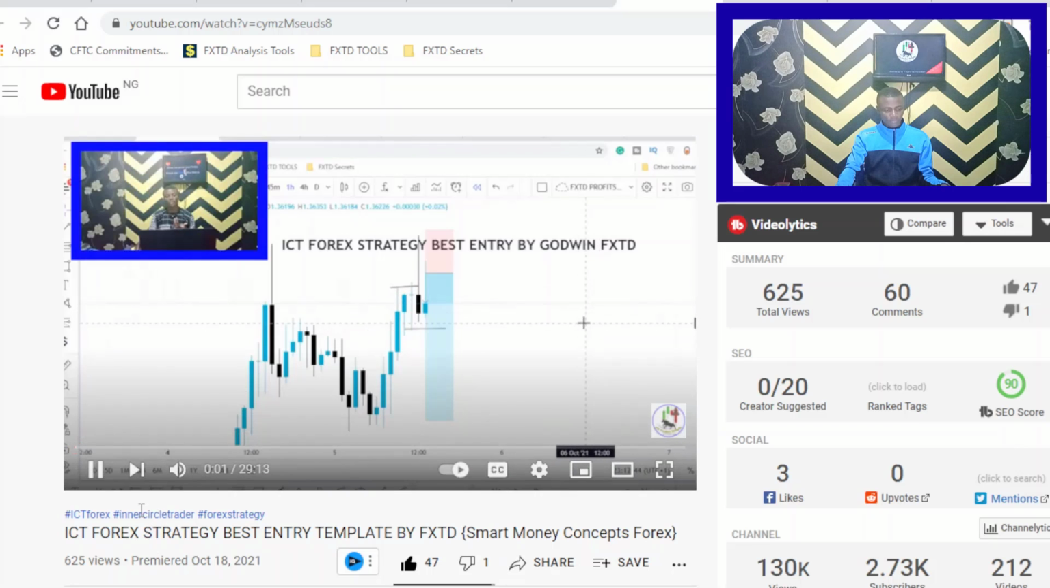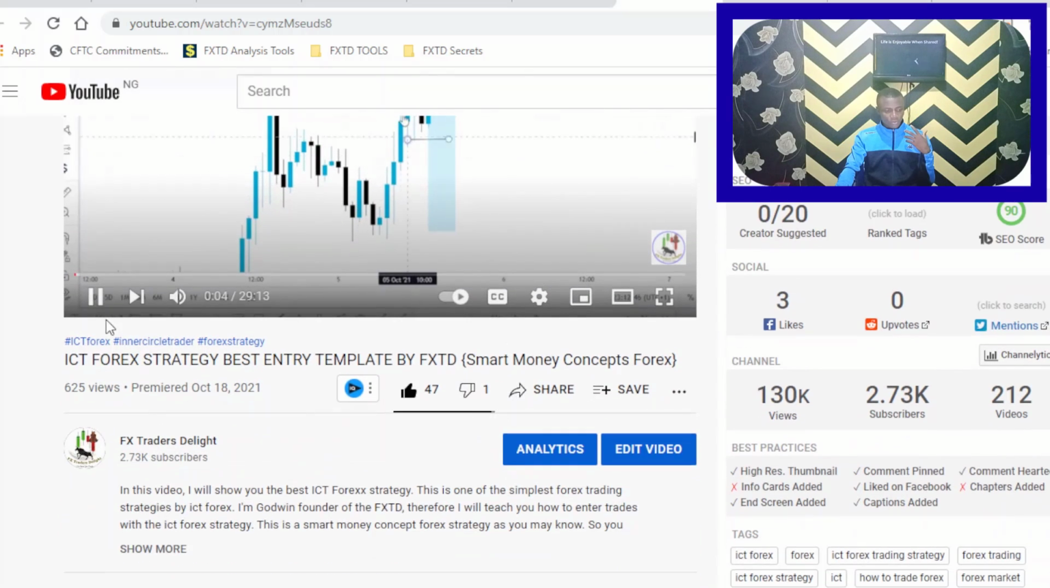The reason why I'm seeing the uptrend is not because I'm seeing these big candles, okay?